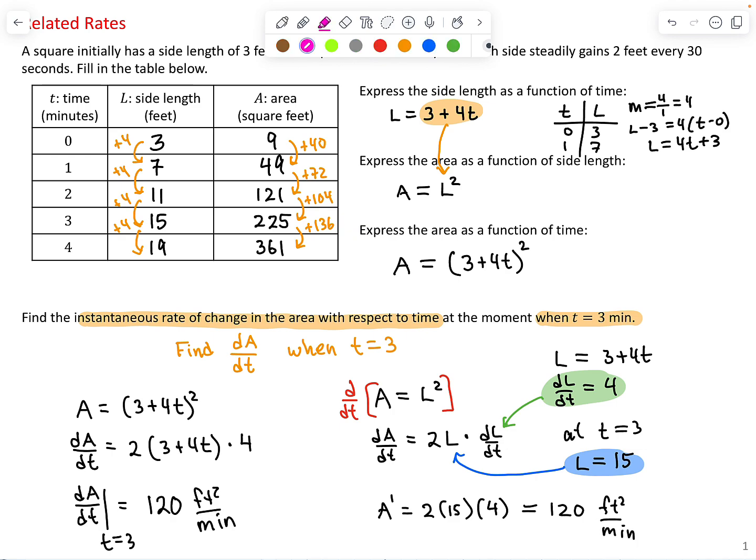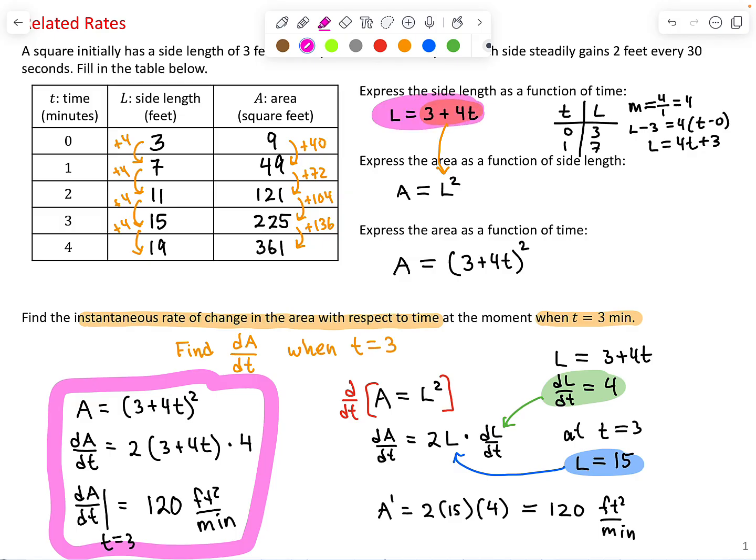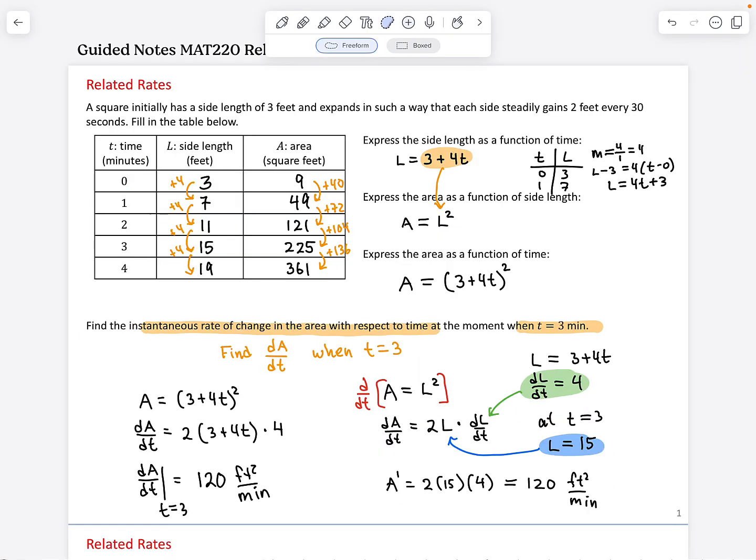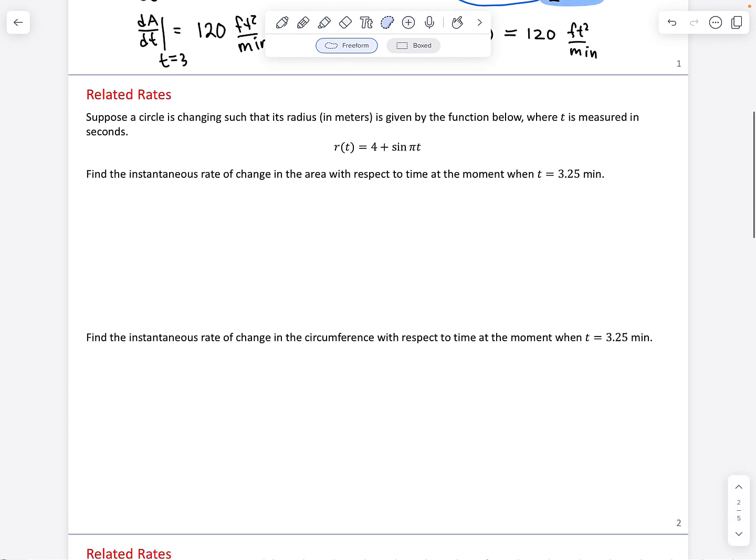Now, moving forward, we don't always have enough information to take this approach. Sometimes we don't know the exact function for L as a function of t. Sometimes all we know is this information, and this relationship. And if that's the case, then I would use this second method to solve this task. Okay, let's go to the next page.